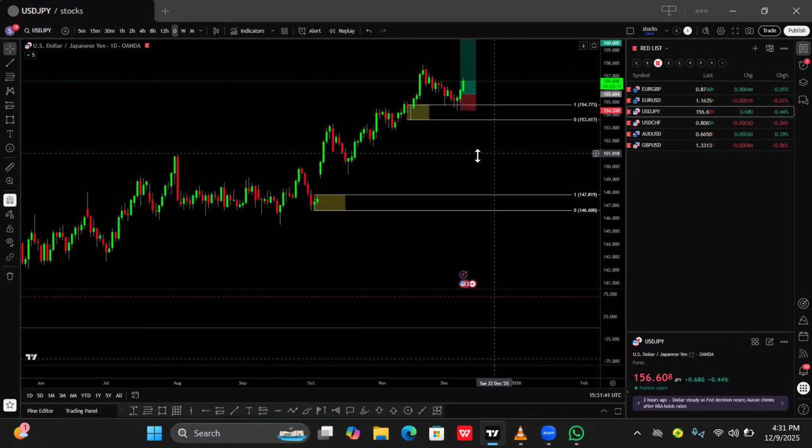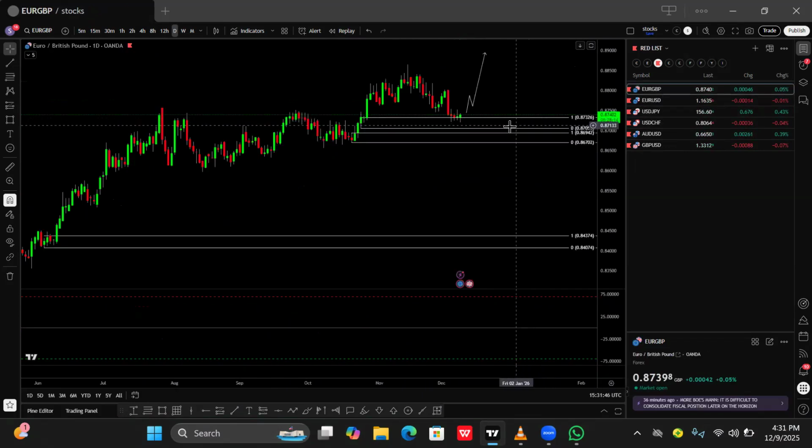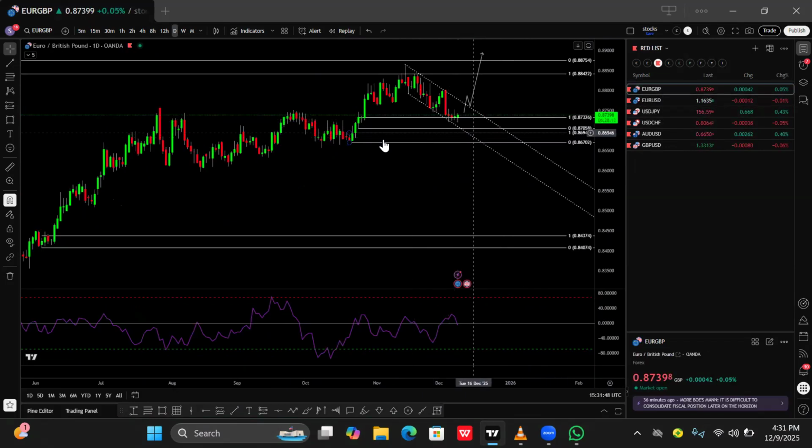USD, oh wow, actually playing out nice. EURGBP is still within this range. I just hope we see a breakout. If we do, that would be nice.